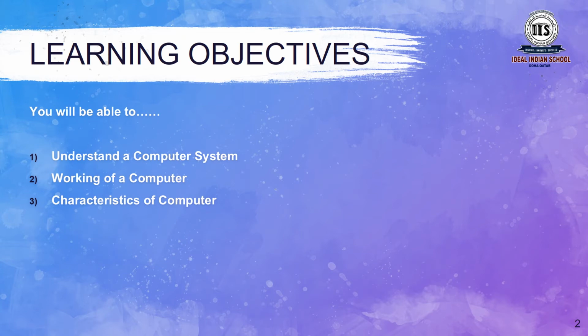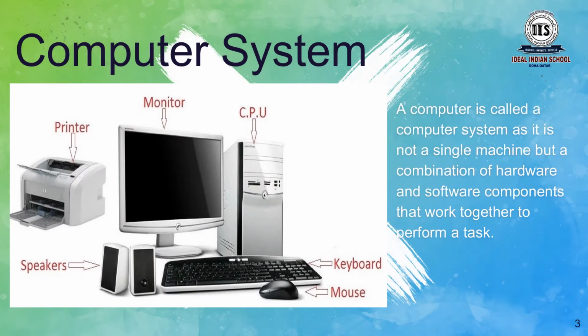The learning objectives are to understand a computer system, working of a computer, and characteristics of computer. Now, let's start. Computer system. A computer is called a computer system as it is not a single machine but a combination of hardware and software components that work together to perform a task.